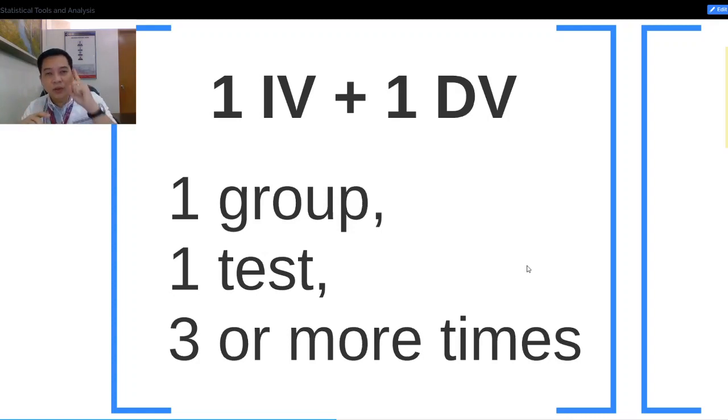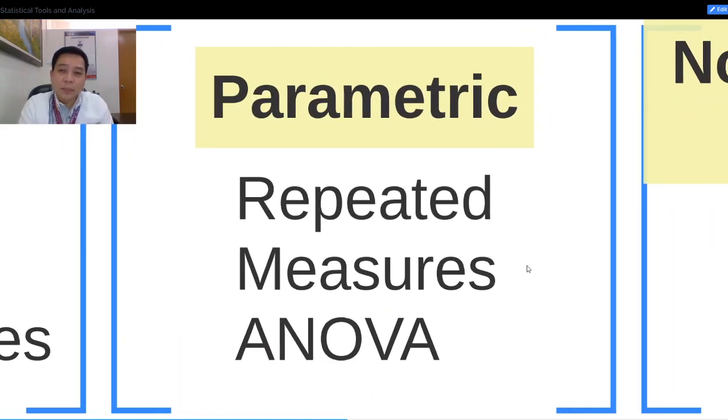So one group, one test, 3 or more times. If your data, as indicated here, in the assessment are numerical, let's say interval ratio, the scores of your students in the learning outcomes assessment, then you'll be using parametric. In the parametric test, if your groups being compared are 3 or more, then you need to use ANOVA.